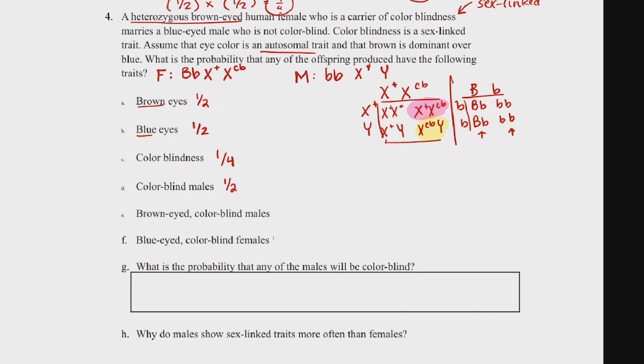Now, to get these two, we're just going to be multiplying probabilities. So, brown-eyed was a 1/2 chance, and colorblind males was also a 1/2 chance. So the probability of getting a brown-eyed colorblind male as an offspring has a 1/4 chance. For blue eyes, there was also a half chance, but for colorblind females, we didn't see any. So there's a zero chance of having a blue-eyed and colorblind female, because there's no chance of having a colorblind female in this case.